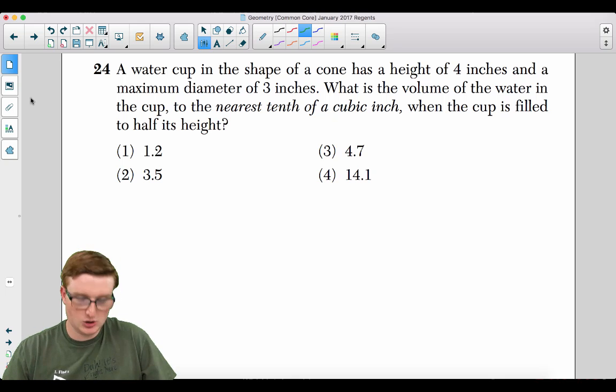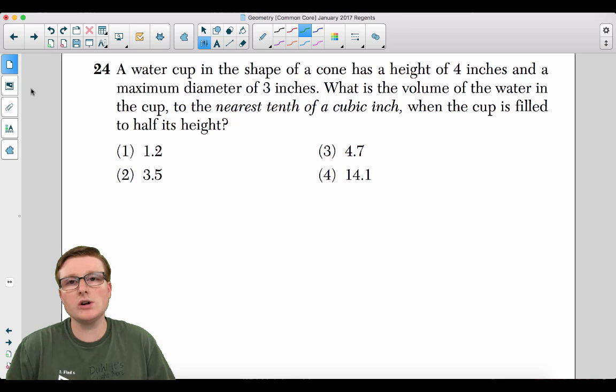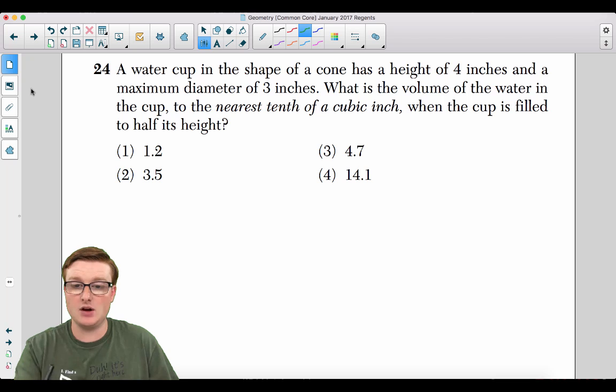And the last question, 24. A water cup is in the shape of a cone and has a height of 4 inches and a maximum diameter of 3 inches. What is the volume of the water in the cup to the nearest tenth of a cubic inch when the cup is filled to half of its height?